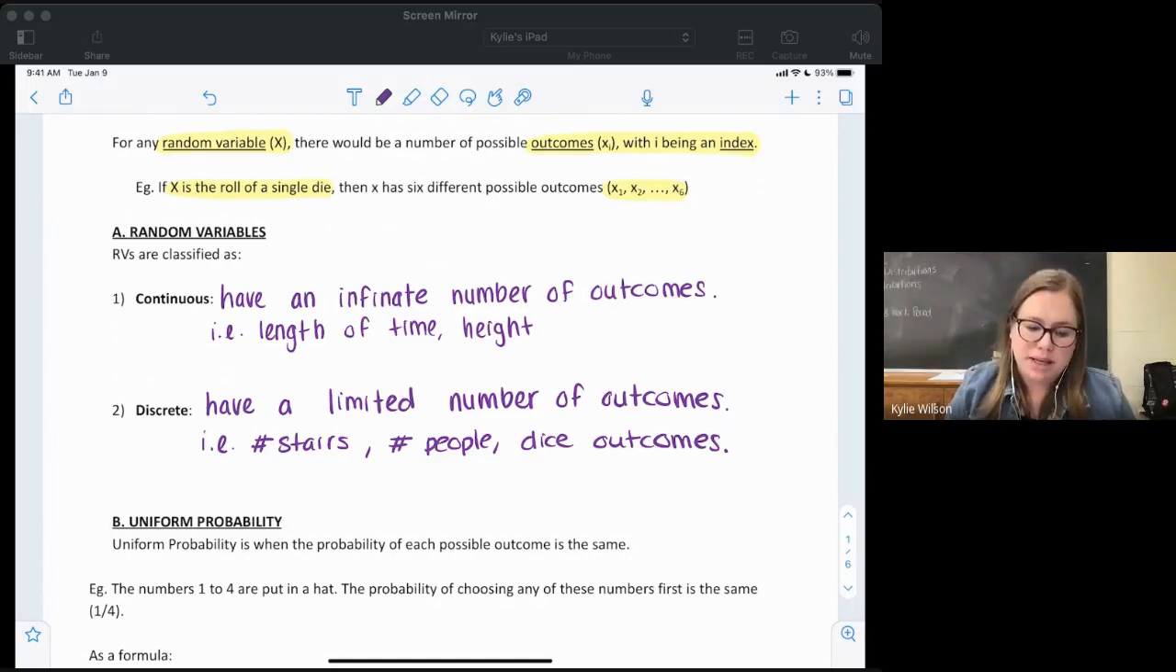Now, for the time being, we're going to primarily be working with discrete random variables, and then later on we'll talk about continuous ones and how that changes how we work with them. But for the most part, at the beginning of this unit, we will be looking at discrete variables.